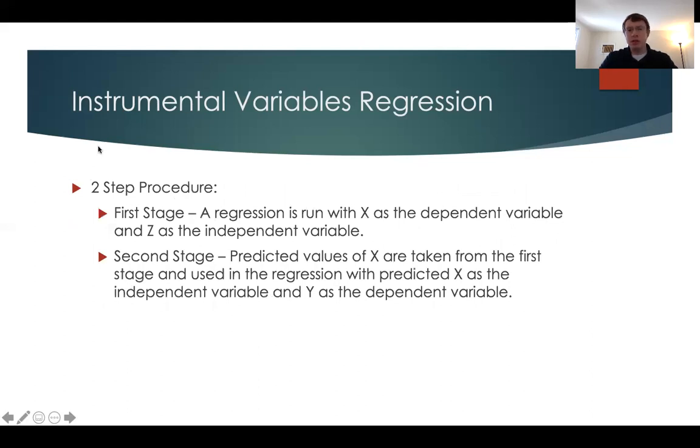Then a two-stage procedure happens. In the first stage, a regression is run where x is the dependent variable and z is the independent variable. And then in the second stage, predicted values of x from the first stage are used. They're used in the regression with the predicted x variable as the independent variable and our y as the dependent variable. So it's a way of capturing the exogenous part of x and using that to then predict y.